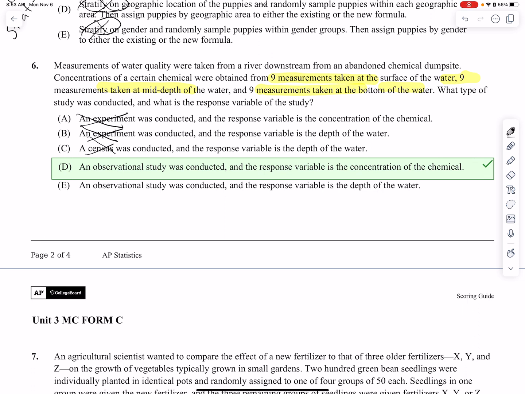The question now is, is it the concentration of the chemical or the depth of the water? Well, the depth of water is just the different factors. The concentration of the chemical is what I'm measuring, because I have measurements here and I have 9, and then what type of study and the response variable, because I am trying to see the concentration of the chemical that was obtained, and that's the whole idea of the response variable, because that's what I'm measuring. I'm not measuring the depth of the water. The depth of the water are just the factors of my experiment.